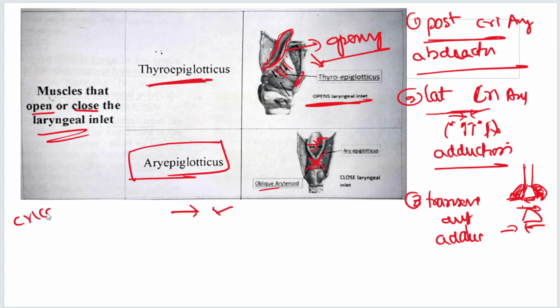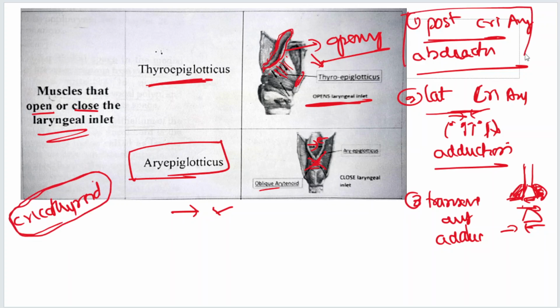Then we said cricothyroid. Okay, cricothyroid is a special muscle, as we said, and remember, give it as much importance as you give to posterior cricoarytenoid, because that is an abductor. Cricothyroid is special because it is supplied by the external laryngeal branch of the superior laryngeal nerve. So this muscle will get spared: all the muscles are gone in recurrent laryngeal nerve palsy, cricothyroid is left behind. What does cricothyroid do? It pulls the thyroid cartilage towards the cricoid cartilage. Thyroid cartilage moves anteriorly, causing lengthening and tensing of the vocal cord.